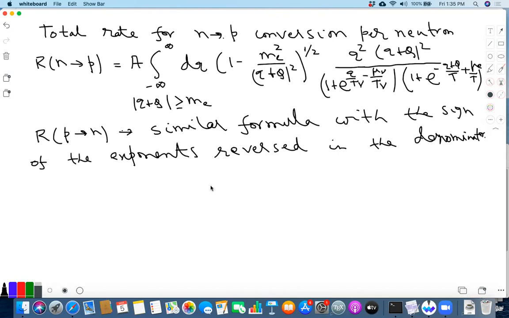So today we are going to study some properties of this formula. In fact, some properties that we had said we expect from physical considerations, but we will now check that this is really true. So the first property we want to verify is that at low temperature, the contribution to R from N to P comes dominantly from the neutron decay. So consider T much smaller than Q.